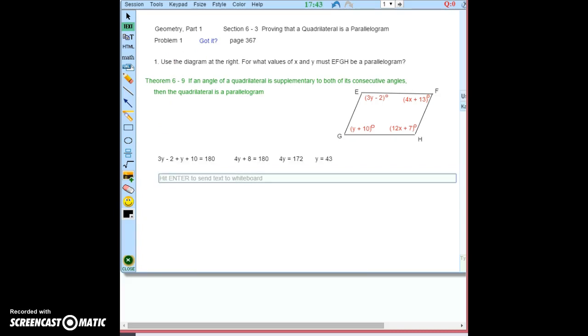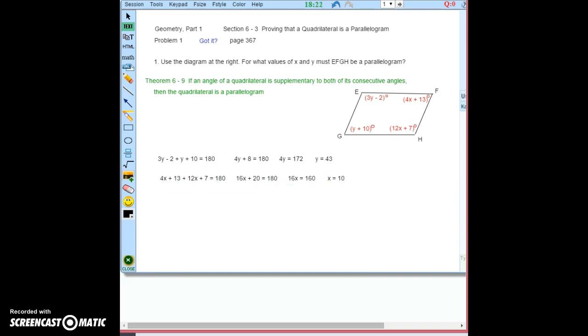Then if we solve for the x, for the F and H angles, it would be the same thing. We need them to be supplementary. So 4x plus 13 plus 12x plus 7 has to equal 180. So 16x plus 20 has to equal 180. If we add like terms, subtract 20, so 16x equals 160. Nice when they work out like that. X equals 10 when we divide by 16.